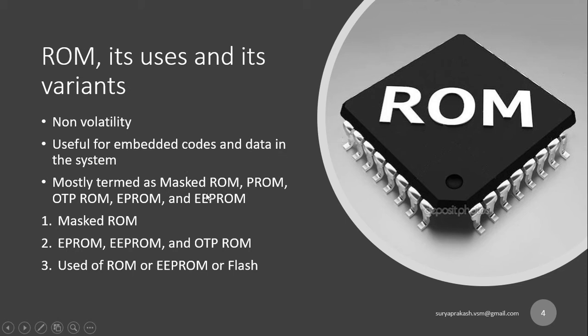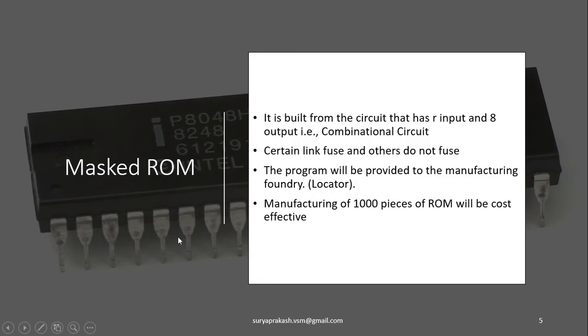It is mostly termed as masked ROM, PROM, OTP-ROM, EPROM and EEPROM. We will be seeing the masked ROM, EPROM, EEPROM, and OTP-ROM, and the uses of ROMs and EEPROM or flash. Masked ROM is built from a circuit that has an N input and 8 outputs. Mostly it is a kind of combinational circuit, where certain few links are fused and others are not.